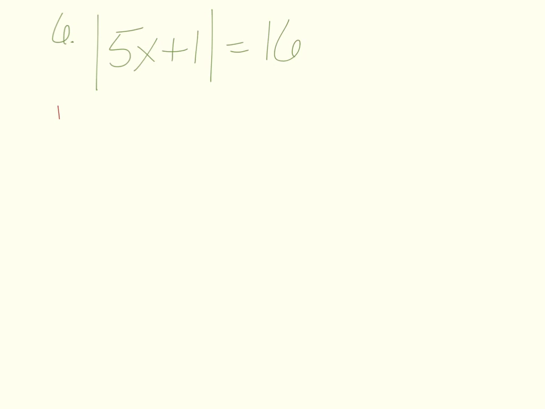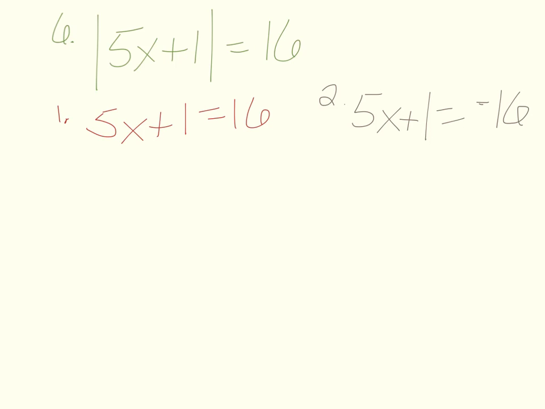The first equation, you just get rid of the absolute value. Okay, so 5x plus 1 equals 16. And then the second equation, you just drop the absolute value, so it's still 5x plus 1. And now you multiply everything on the right-hand side by -1. In this case, it's just 16. So now this is -16. Okay, so you've got 2 different equations going on.